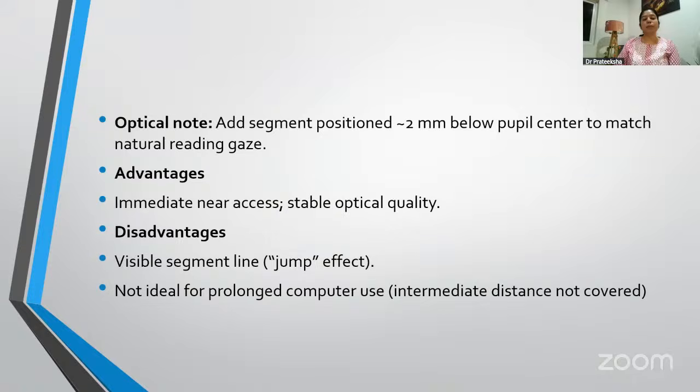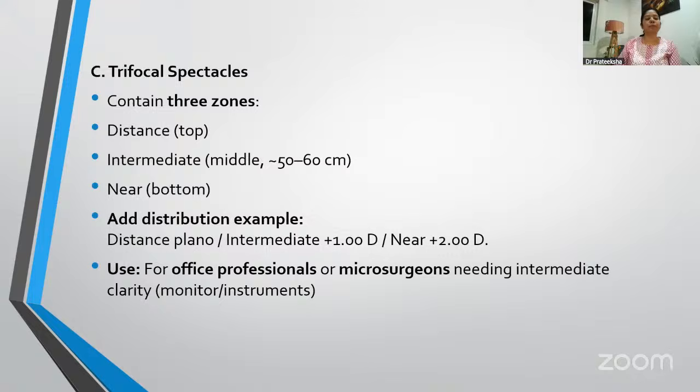Optical note: add segment position is 2 mm below the pupil center to match the natural reading gaze. What are the advantages? Immediate near access, stable optical quality. Disadvantage: visible segment line, the jump effect, not ideal for prolonged computer use, intermediate distance not covered. Trifocal spectacles contain 3 zones: distance on top, intermediate in the middle for 50 to 60 centimeters, near at the bottom. Add distribution example: distance plano, intermediate +1, near +2. Used for office professionals and microsurgeons needing intermediate clarity for monitor and instruments.